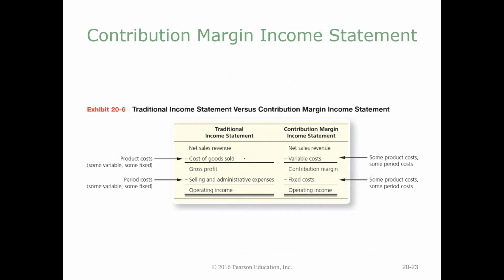This is the comparison between the traditional income statement and the contribution income statement. As we said here, cost of goods sold will include some variable and some fixed. The period cost as well will include some variable and some fixed. Here, the variable cost will include some product and some period. If you'd like to know the difference, please go to chapter 16, as I said before. Here, the fixed cost will include fixed product and period cost. Right.